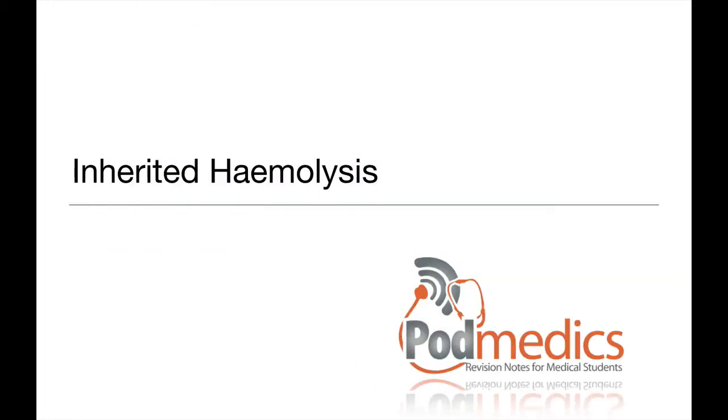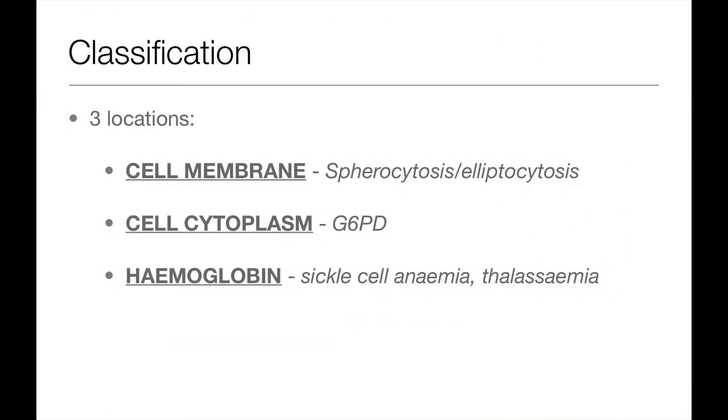So let's start by talking about these inherited hemolytic conditions. As I said before, they're inherited, so they're problems with the red cells themselves. And the problems can be on the cell membrane, the cell cytoplasm, or the hemoglobin itself. There are lots and lots of conditions, but these are the key ones you need to know about. For the membrane, you need to know about hereditary spherocytosis and elliptocytosis. For the cytoplasm, G6PD. For the hemoglobin, sickle cell anemia and the thalassaemias.